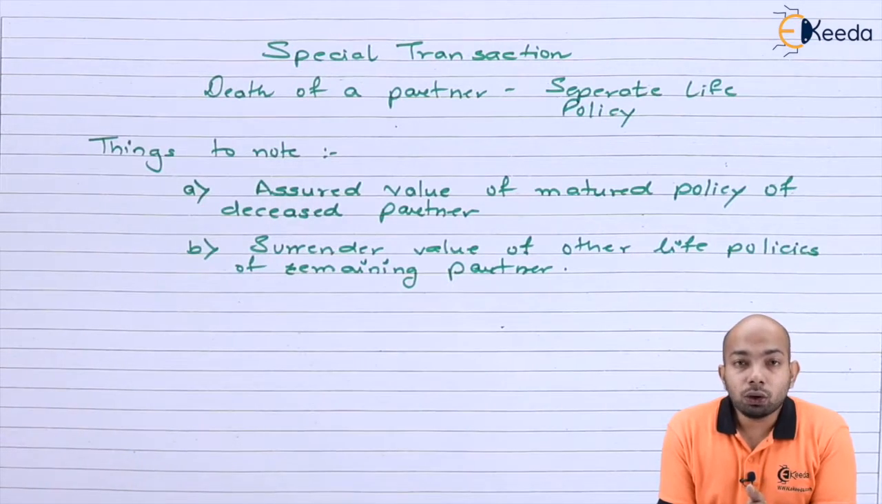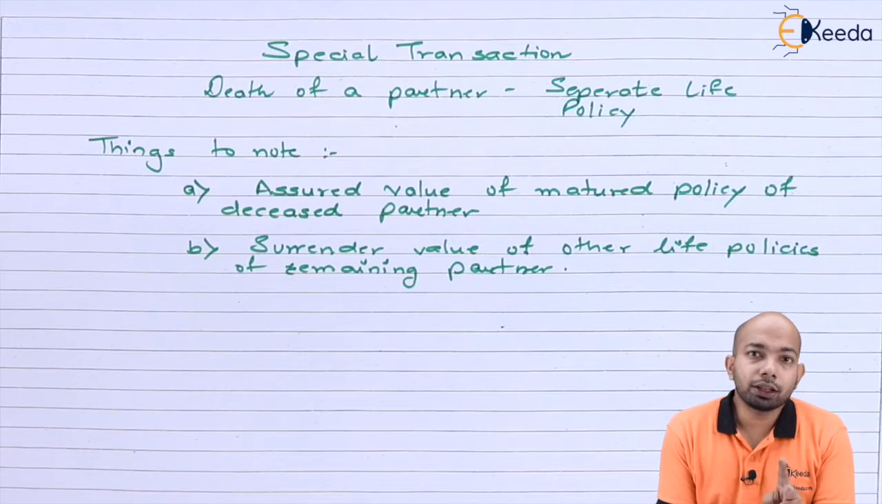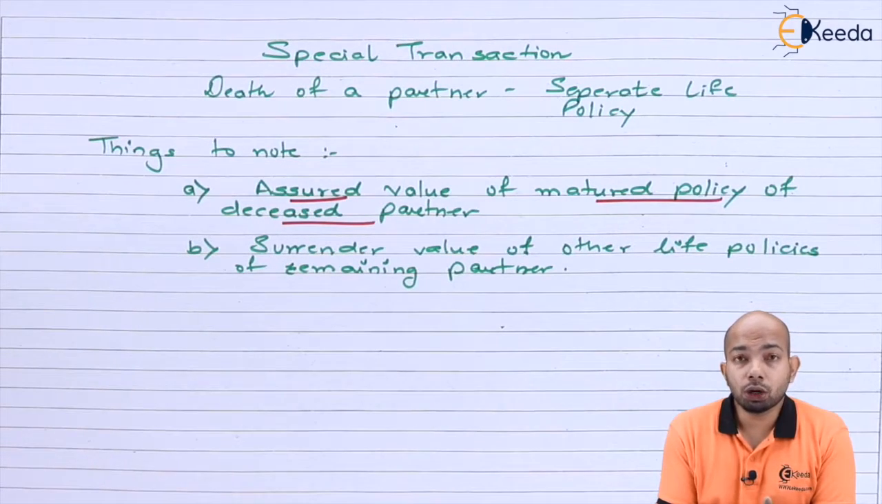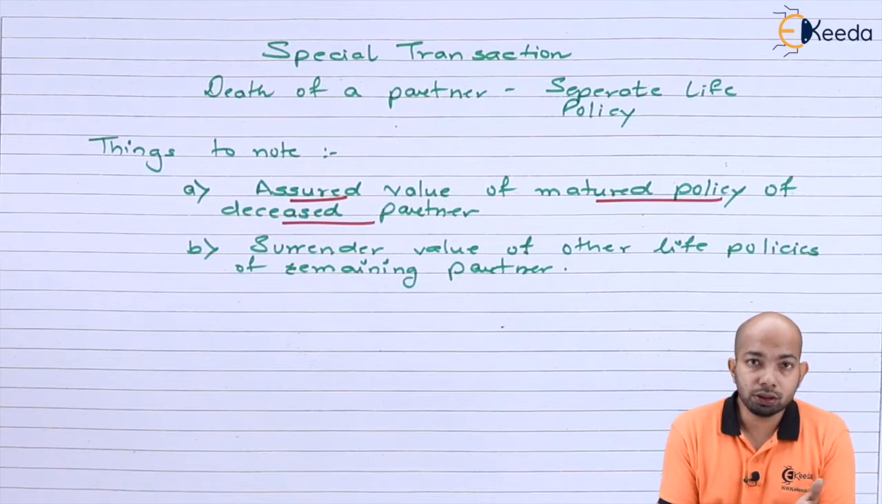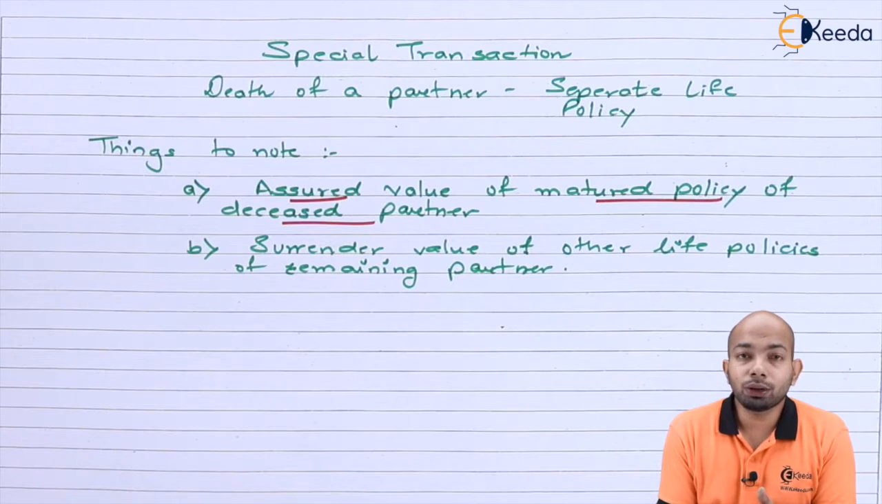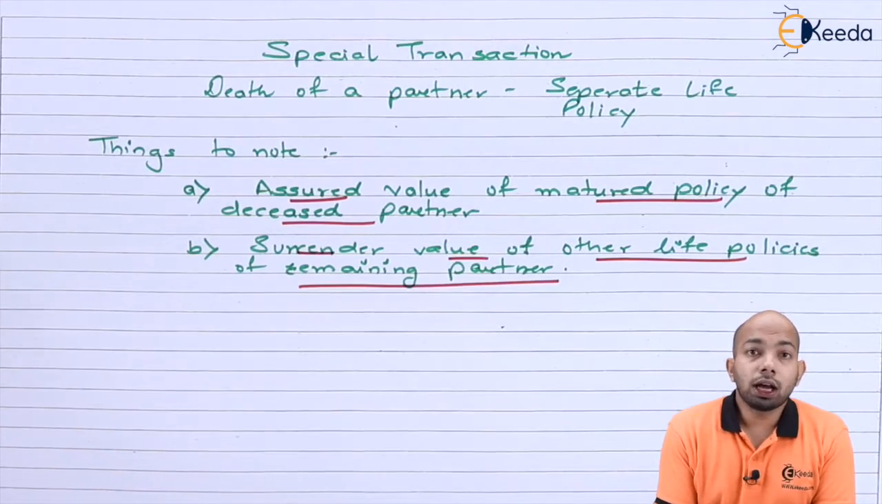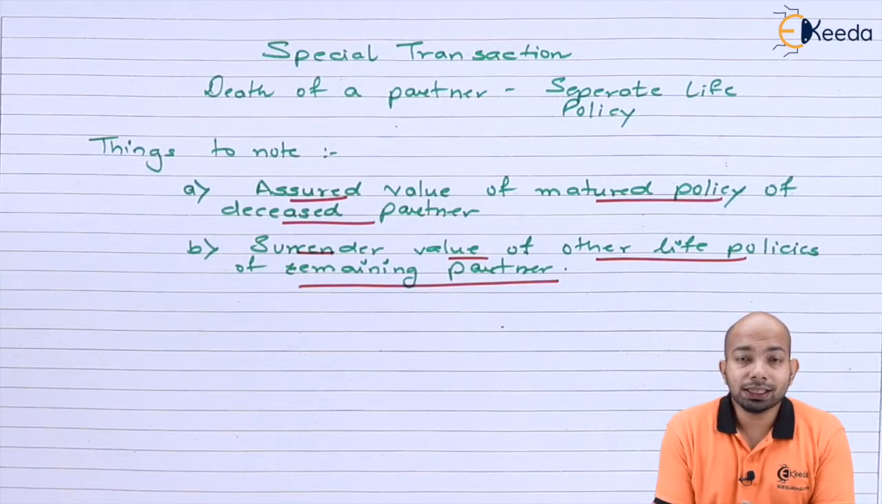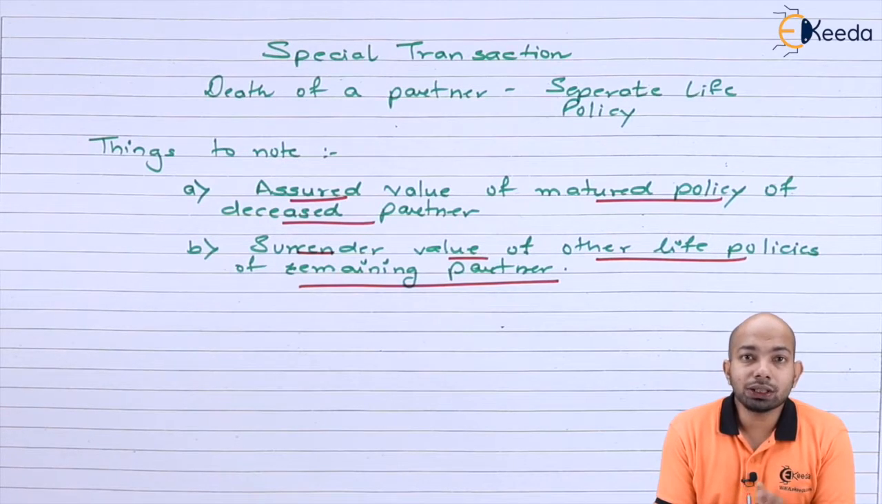So when this scenario comes into the picture, these are the two things you have to take into consideration. First, the assured value of the matured policy of the deceased partner. Second, the surrender value of the other life policies of the remaining partners. Now, what are the journal entries that you need to pass in both these scenarios is something we'll be understanding right now. So let's go ahead and figure it out.